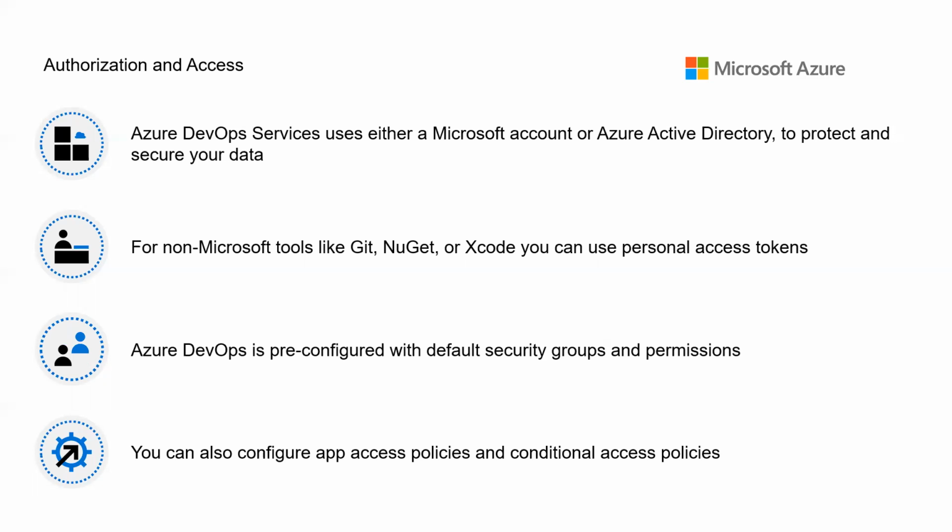Then we can have Azure DevOps that is pre-configured with the default security groups and permissions. So we can assign different roles, role-based access controls also: who is a contributor, who is a reader, and all these kinds of permissions. We can create groups. You can also configure access policies and conditional access policies. So these are also part of the authorization and access point of view. So these all are the basic things that are there.